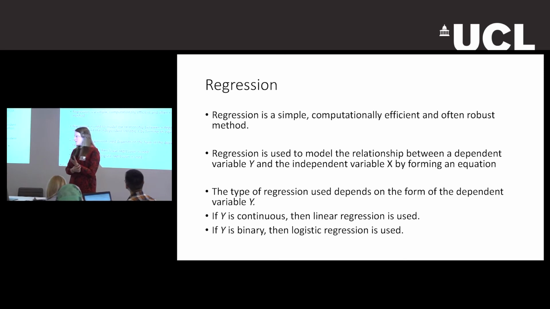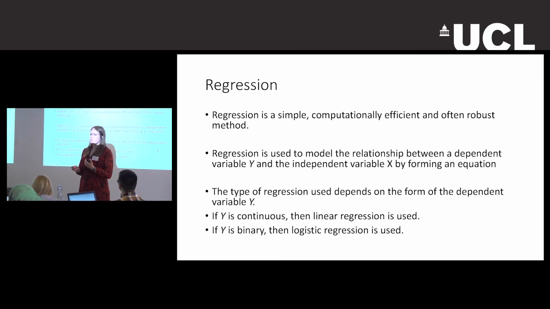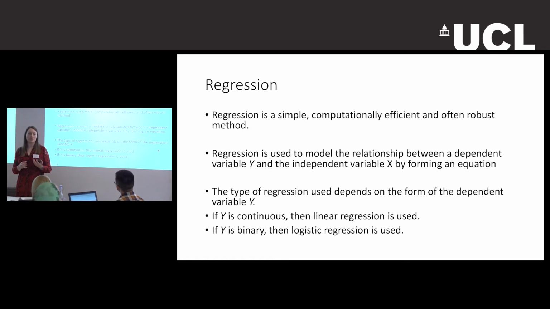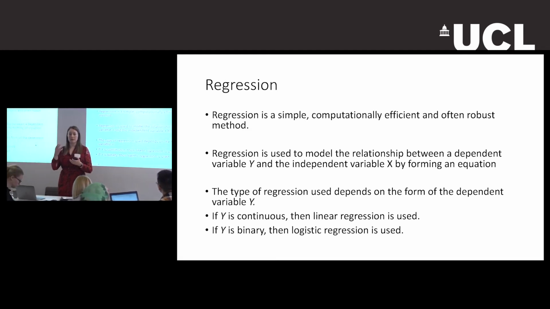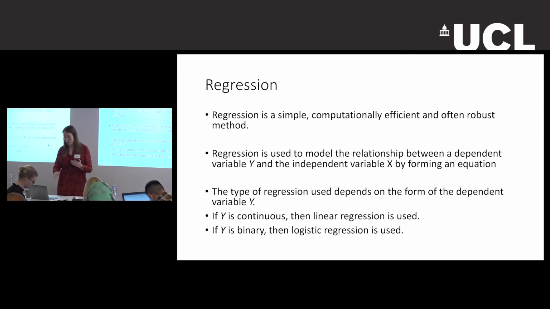And so I'm going to go on to regression because I think this is quite important. Regression is a very simple method and it's very robust. It's used to model the relationship between two variables. So you have your dependent variable y and your independent variable x, and you form an equation. There are different types of regression depending on what your variable y looks like. If it's a continuous variable, something like systolic blood pressure, you would use linear regression. Whereas if your dependent variable is binary, so if it's case control status, you would use logistic regression.